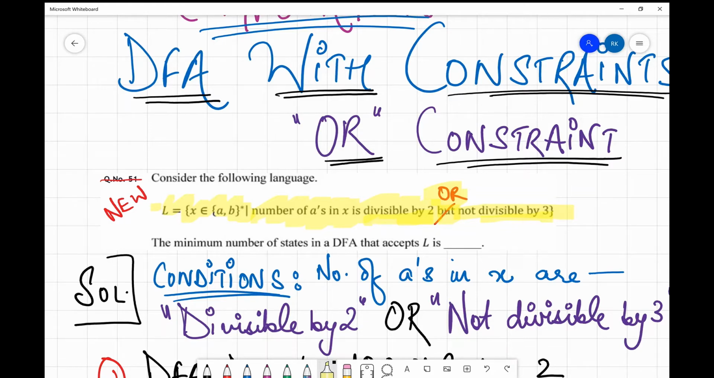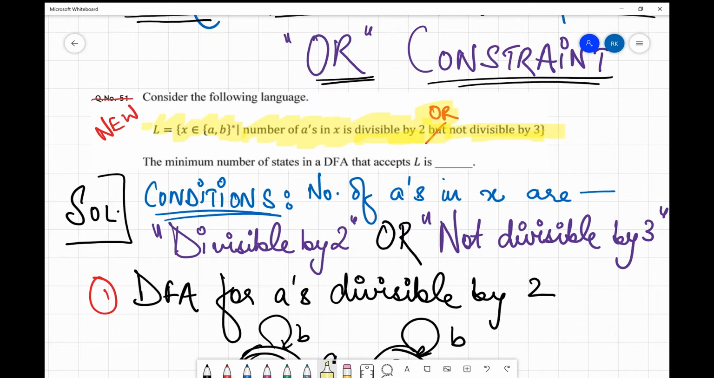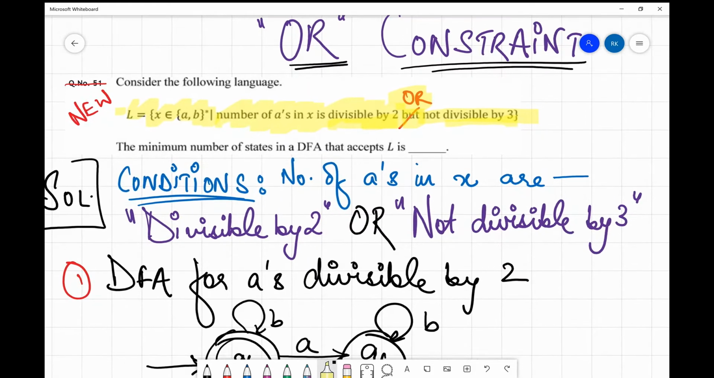So in the same way as I solved the previous one, basically here they asked about the minimum number of states in the DFA which satisfies the above condition, which accepts the strings belonging to the above language. So now we are going to solve this question with the OR perspective. Again, I have jotted down the conditions given in the question. The conditions were divisible by 2, or now with the new perspective, not divisible by 3.